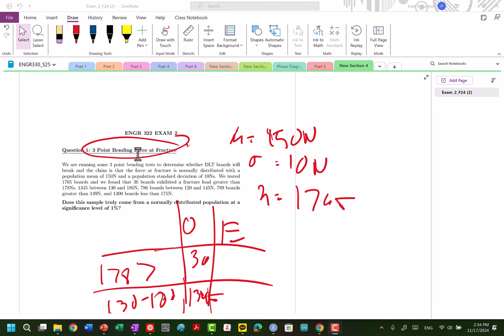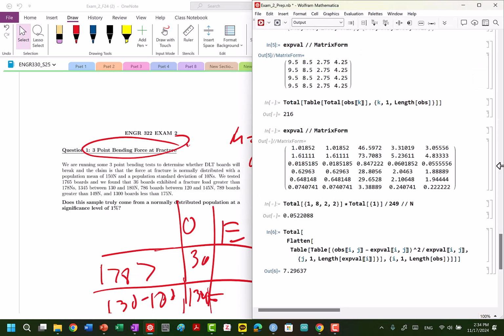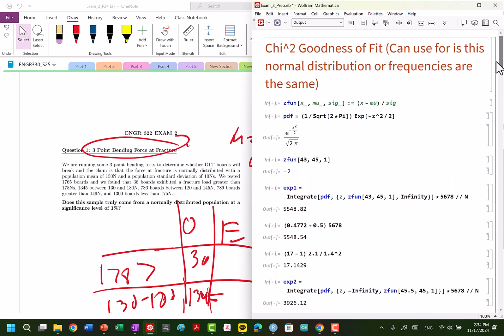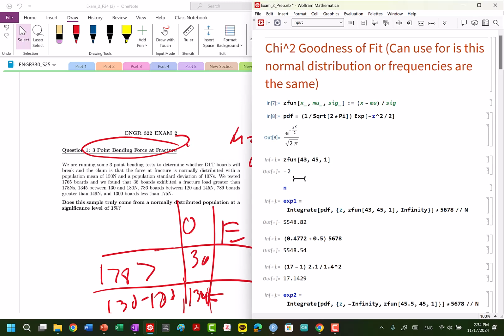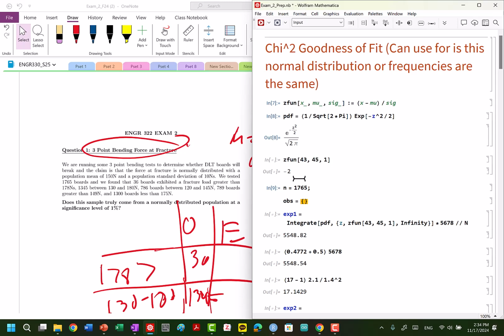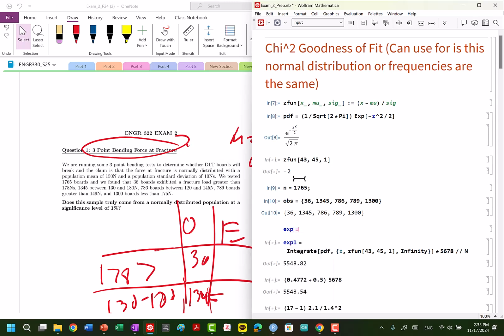So let's go ahead and get set up here. So we have our Z function, we have our PDF. So now let's get our observed list. So our N is going to be equal to 1765. Our observed is going to be equal to, so we found again 36, 3145, 786, 789, and then 1300.